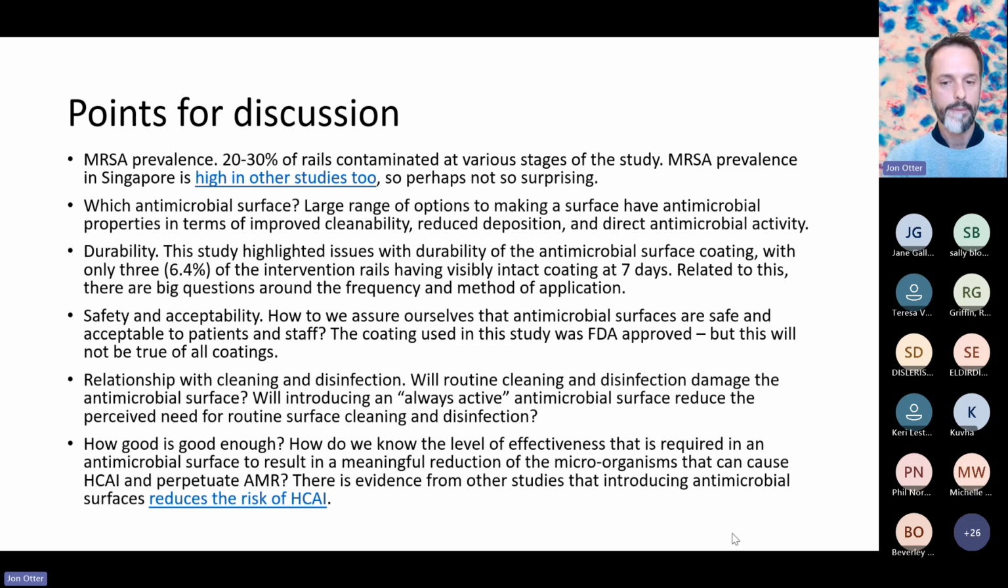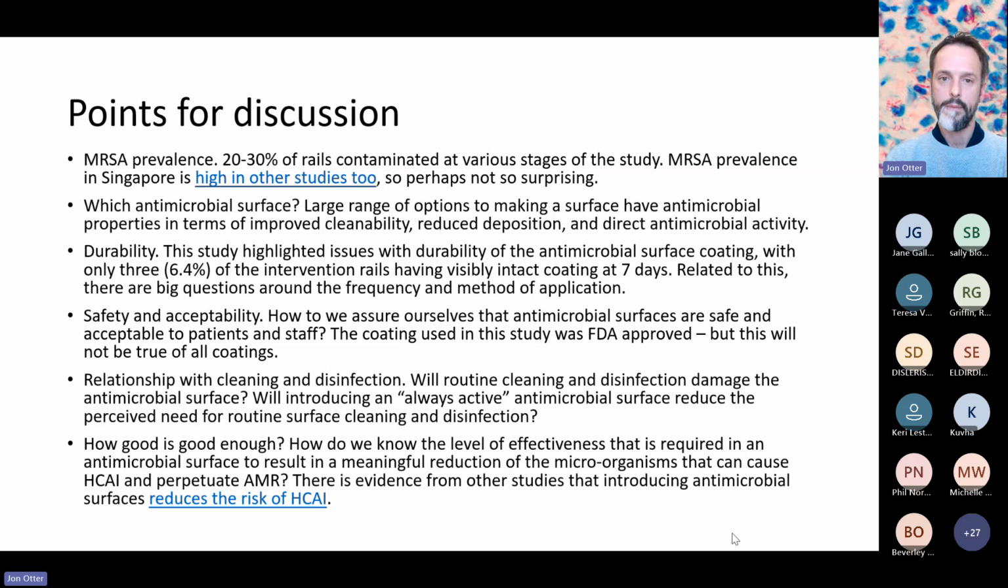I read a study suggesting that some 30-odd% of Staph aureus from a selection of infections was methicillin resistant, which is higher than we'd see in the UK and in most parts of Europe nowadays, but not dissimilar to how it used to be. A big question, I mean, the million-dollar question really, is which antimicrobial surface technology should we be evaluating? There's a massive range of options that we can take to make an antimicrobial surface in some way, either by improved cleanability, reducing the ability for organisms to deposit and survive on the surface, or direct antimicrobial activity.